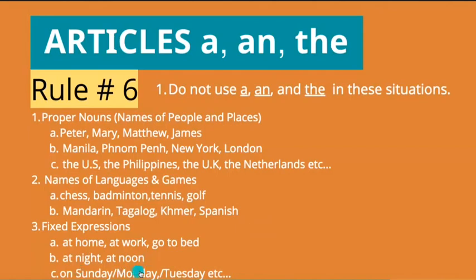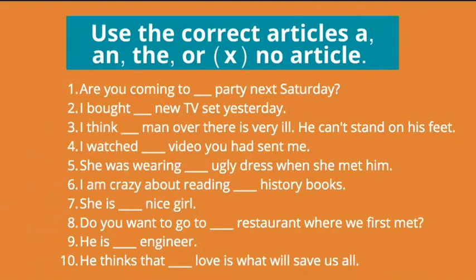And also on Sunday, on Monday, on Tuesday, and so on and so forth. You don't say on the Sunday, no. So you don't use an article on these given examples. So that's the last rule. And let's try to have a test. Test yourself, try it and see if you can get a perfect score and if you understood the rules.